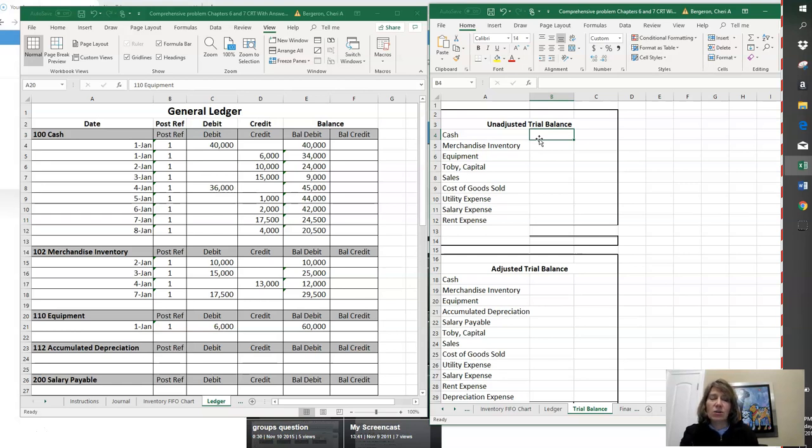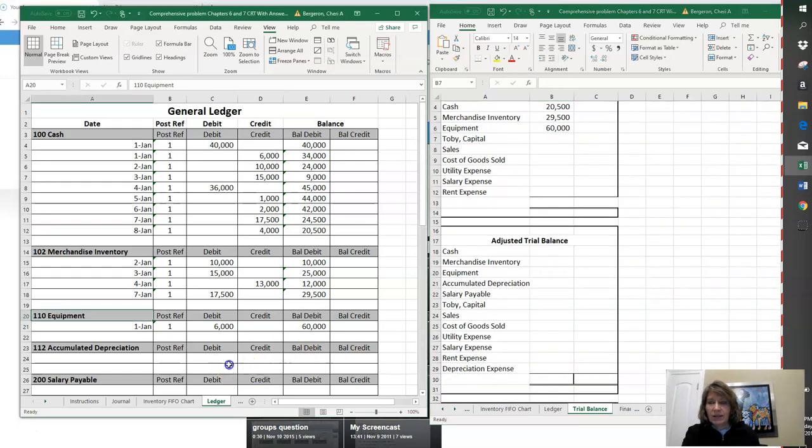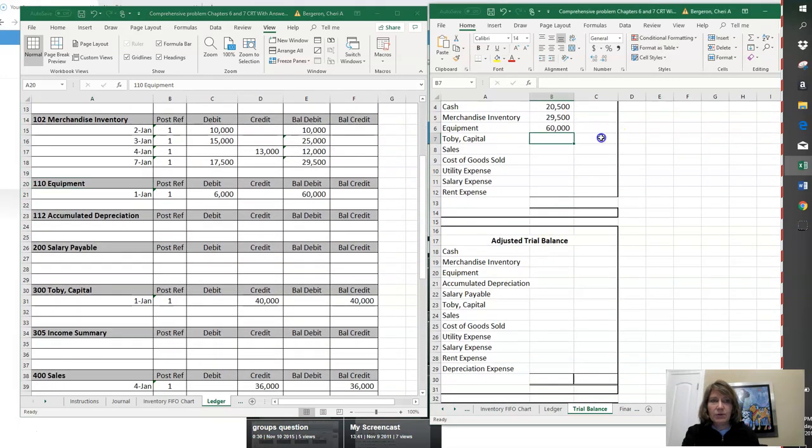All right, so trial balances are debits and credits because they're not financial statements. Remember, financial statements are subtotals and totals. Trial balances are in fact debits and credits. So we've got a debit balance of cash, a debit balance of merchandise inventory, a debit balance of equipment, and a credit balance of Toby Capital. And if there's no balance, you don't have to write it on your trial balance. You only have to list out the accounts that have a balance.